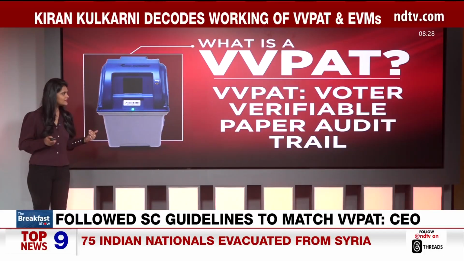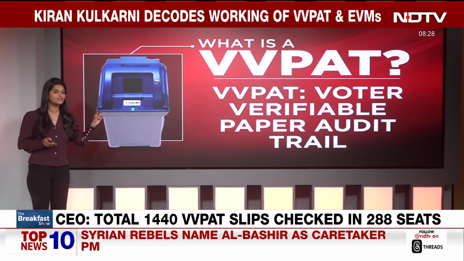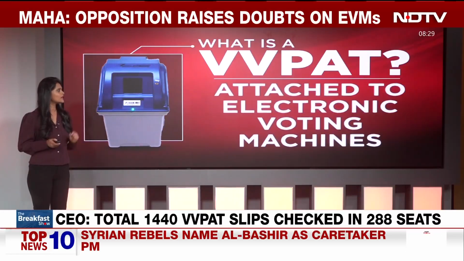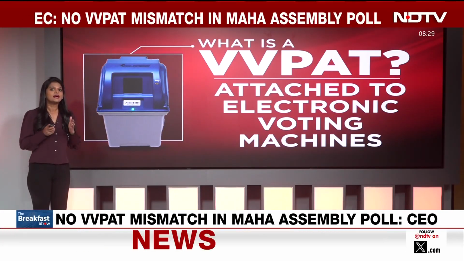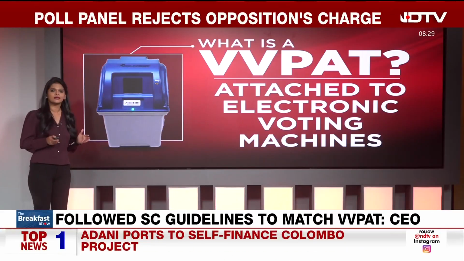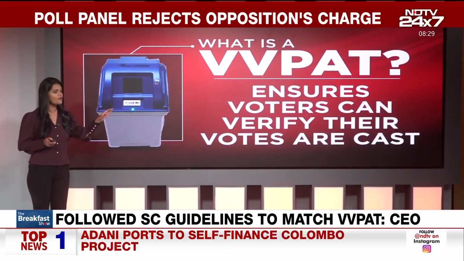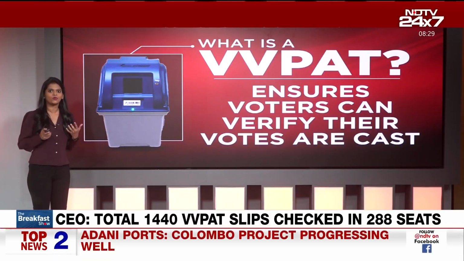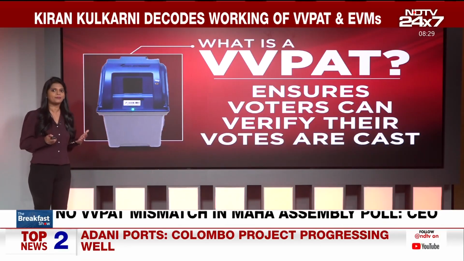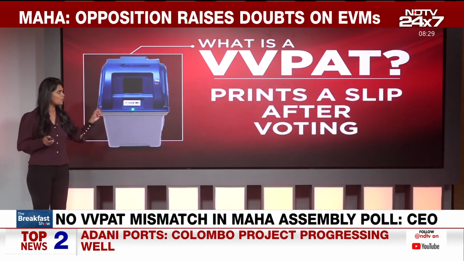Now, this is an independent system, but it is attached with the electronic voting machines. Now, these are EVMs, of course. As far as VVPATs are concerned, it allows voters to verify that their votes are cast as intended. So that's what it does. It prints a paper slip. So as soon as you cast a vote, it prints a paper slip.